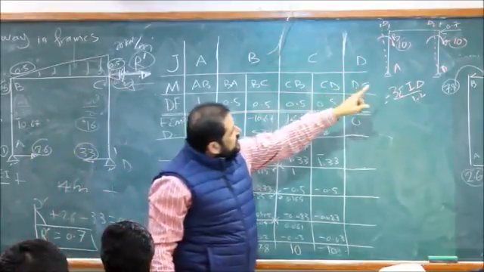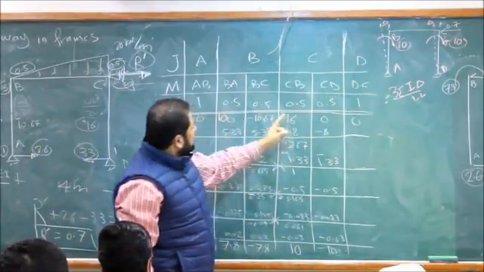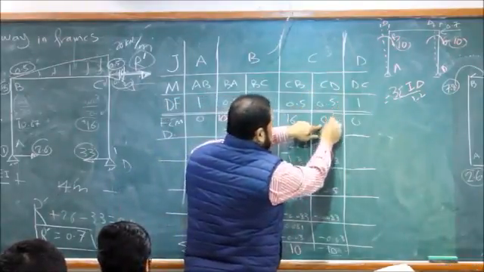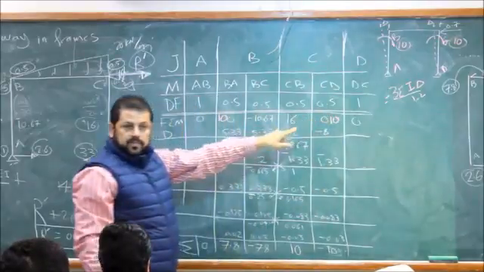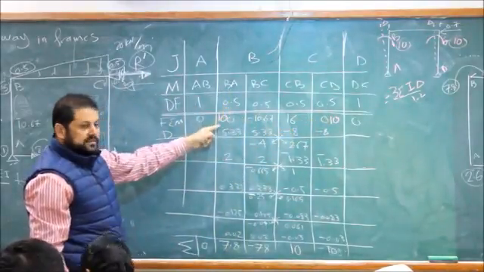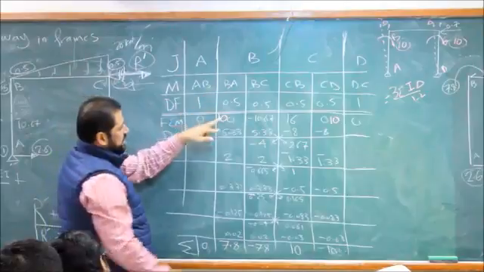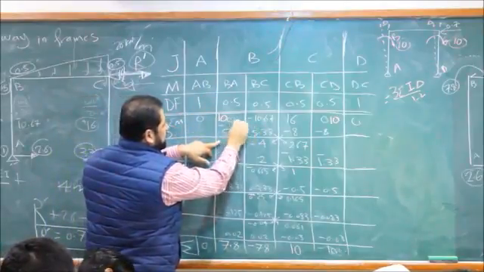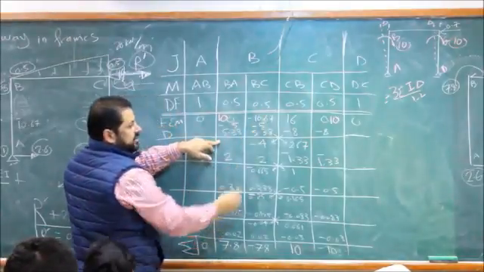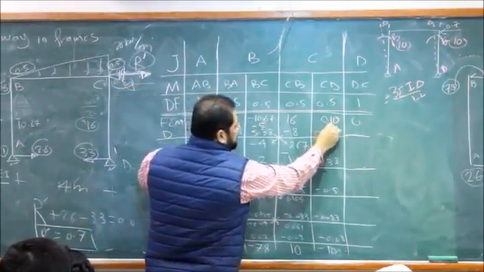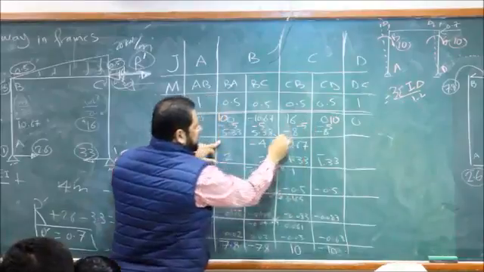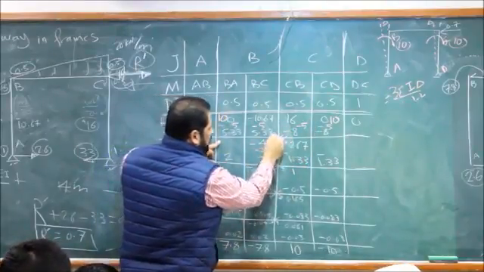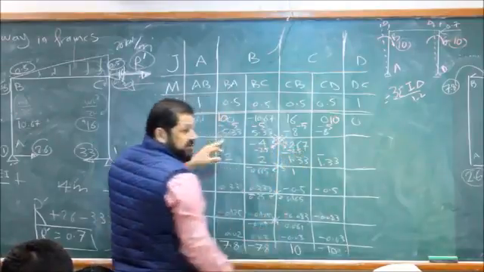And CD. What is CD? CD here is 10. Good. Now balance. This one, minus 10. Minus 5, minus 5. This one, minus 5, minus 5, carry over. Minus 2.5, carry over, minus 2.5.